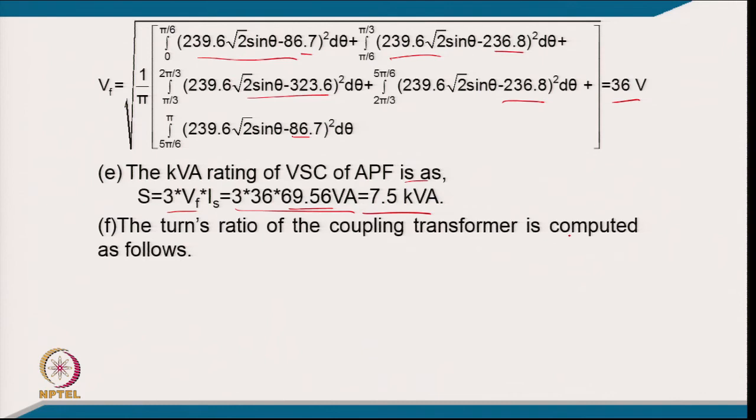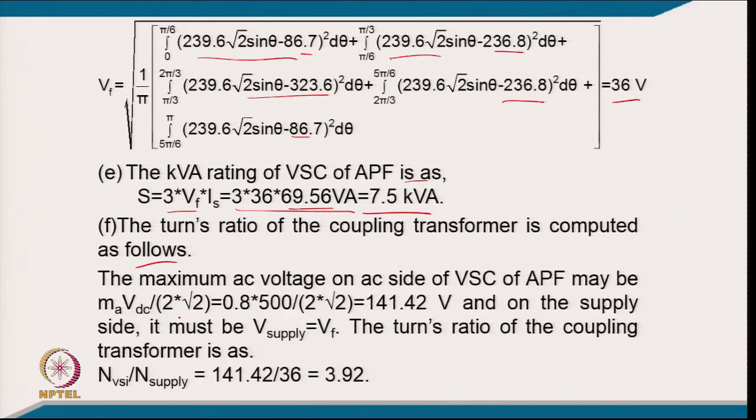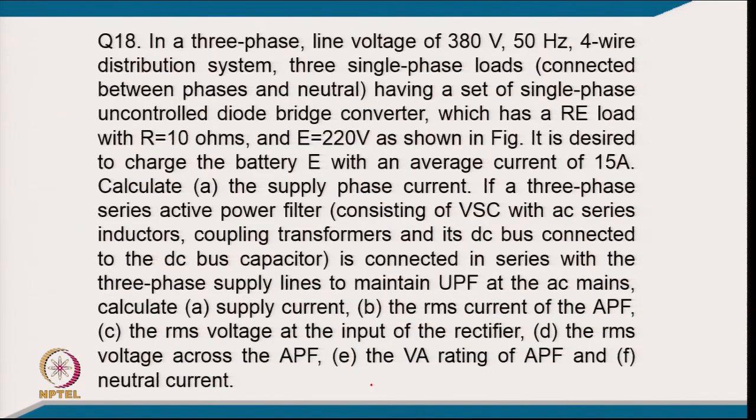And for the turns ratio of the coupling transformer used in the series active filter, we can calculate the maximum AC voltage on the AC side of the active power filter from this relation. It comes to 141.42 volt, and on the supply side it must inject only VF. The turns ratio comes from the inverter side turns and the supply side turns, so it comes to 141.42 divided by 36, which is 3.92 or so.